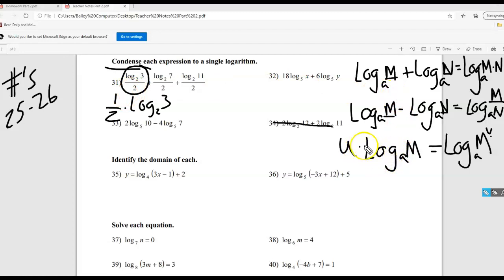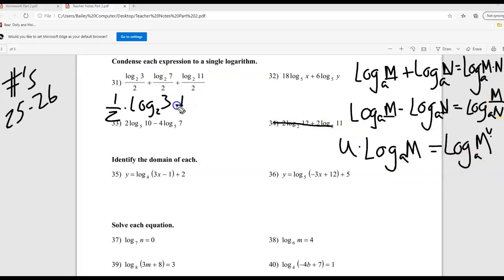But I do have a log that's being multiplied by something. So by changing this log over 2 into log times a half, now I can apply rule 3 and make this become a power of the 3. Okay, so getting a little bit ahead of myself, but that's why I did it. So let's go ahead and do that with the other ones as well that are there.